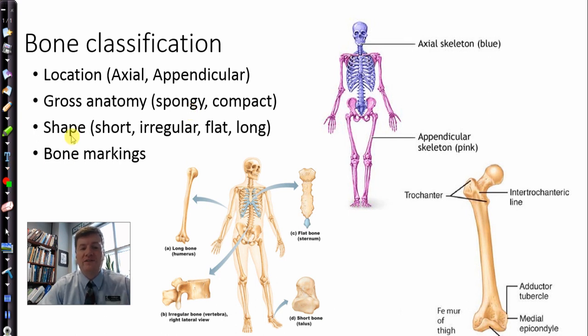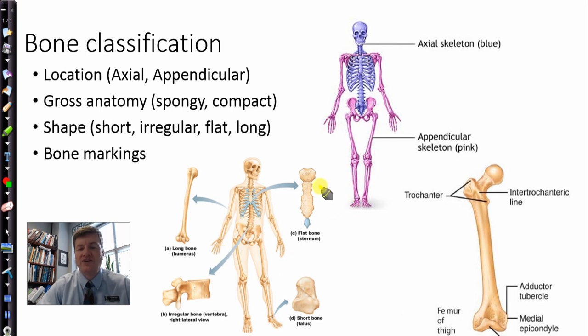Bone can also be classified according to shape. It can be classified as short, irregular, flat, or long. And I have here this chart just to show you a little bit of this. Bones that are longer than they are wide are considered long bones. So like the humerus and the femur, the tibia, these are some obvious ones. But even the phalanges, the bones that make up your fingers, are considered long bones because they're longer than they are wide.